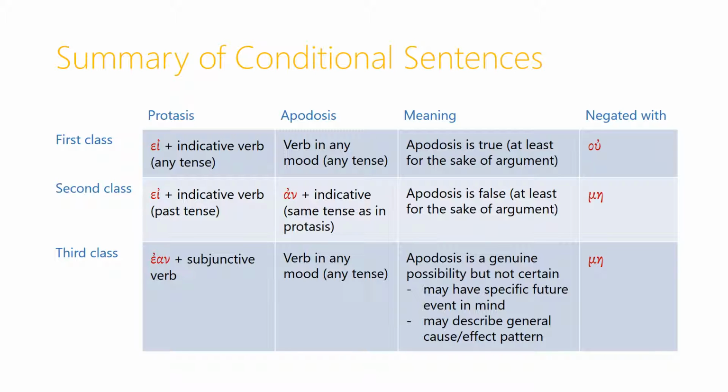Finally, the third-class condition uses eon plus the subjunctive verb in the protasis, in the condition, and in the apodosis, in the result clause, we have any verb in any mood or tense. And the condition is a genuine possibility, but may not be certain. We may have a specific future event in mind, as in our first example, or we may be describing a general cause and effect pattern, as in our second example. In both cases, we would negate a third-class condition with mē.